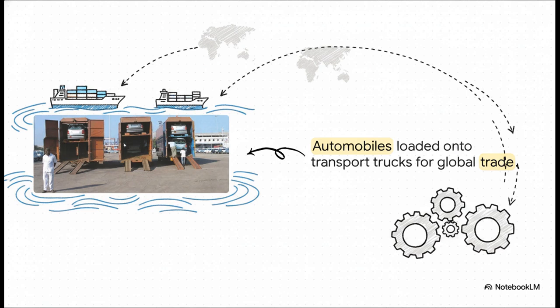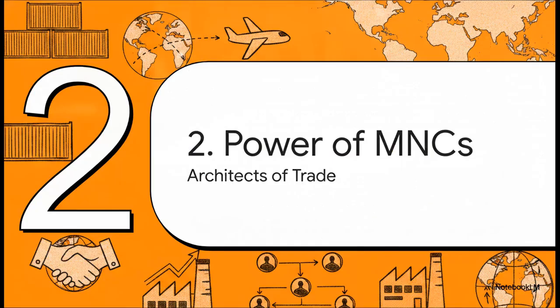And doing this requires a massive, intricately coordinated physical network. Production is no longer neatly contained within a single country's borders. It is a globally dispersed operation. It's like a giant puzzle with pieces scattered all over the map. Moving on to Section 2, the power of MNCs. You really have to ask yourself, what exactly is driving all this? Who is actually out there coordinating this massive global movement of goods? Well, that brings us straight to the main architects of this entire system.